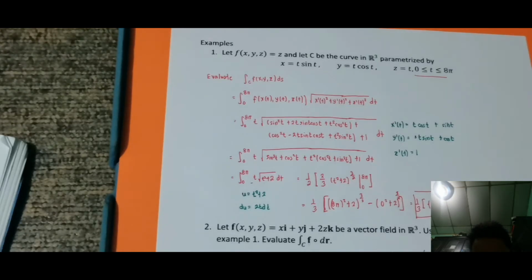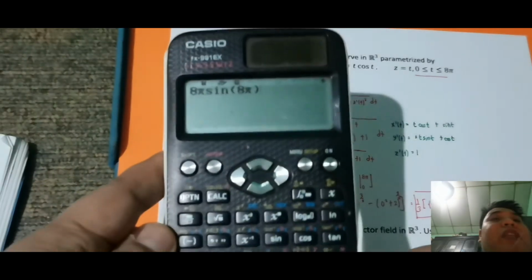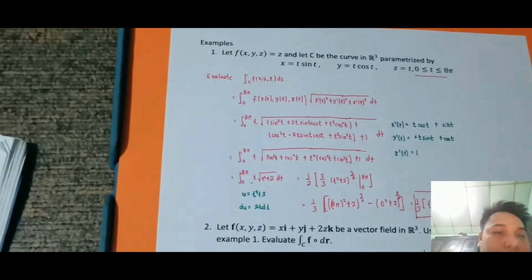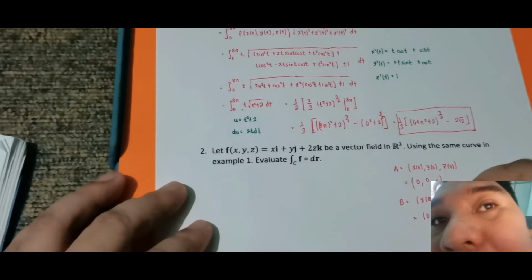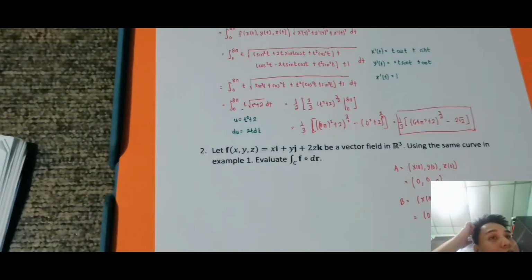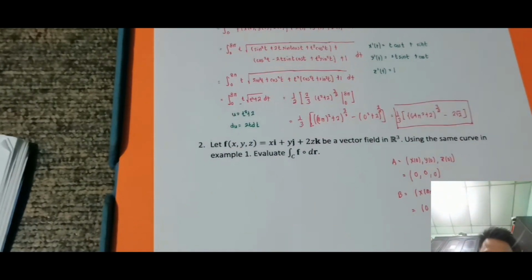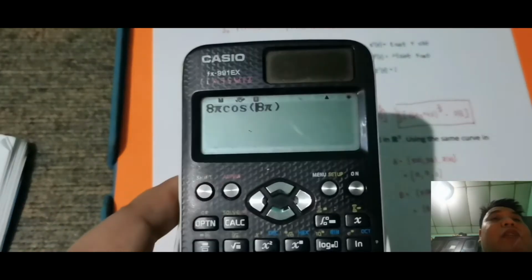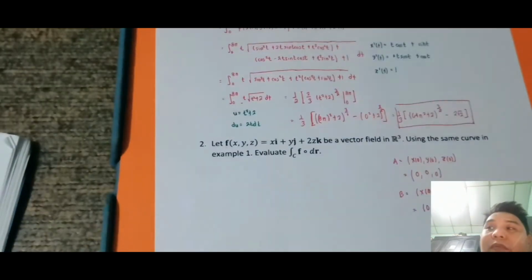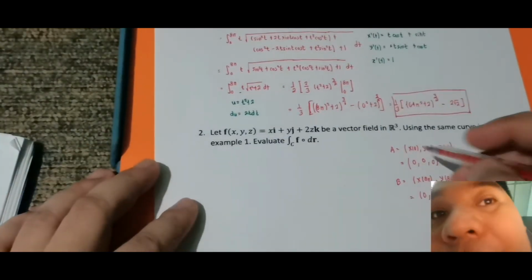8 pi sin 8 pi. Okay, so ito yung una, no? 8 pi sin 8 pi, that is 0. Okay, so 0 daw siya. So para sa part na to, this is 0. Then yung sunod is 8 pi cosine 8 pi. Ano naman yung 8 pi cosine 8 pi? Okay, that is 8 pi lang. Okay, something na 8 pi.